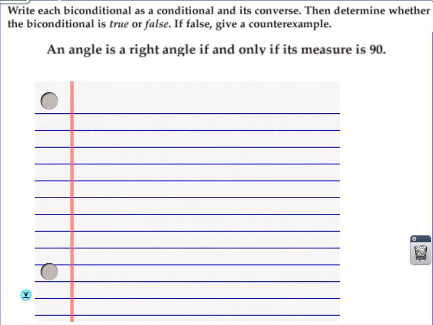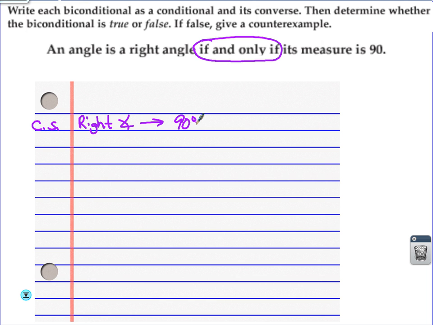This biconditional says an angle is a right angle. Notice that "if and only if" its measure is 90. The only way an angle can be a right angle is if it is a 90 degree angle. That's the only way. So let's write it as a conditional statement. The conditional statement is: if an angle is a right angle, then it's a 90 degree angle.